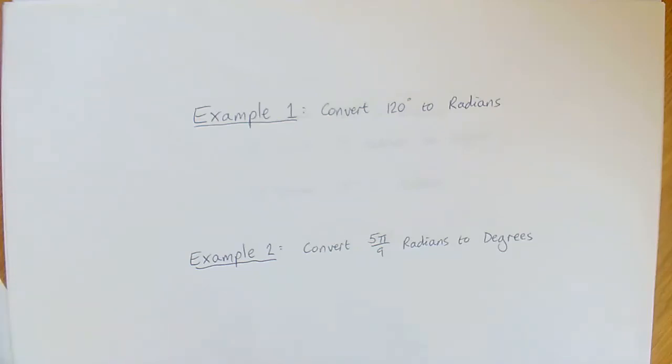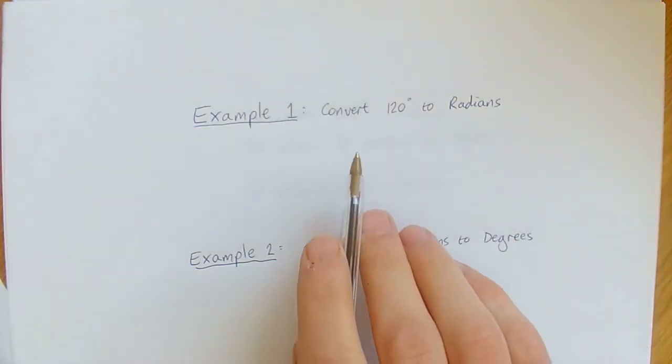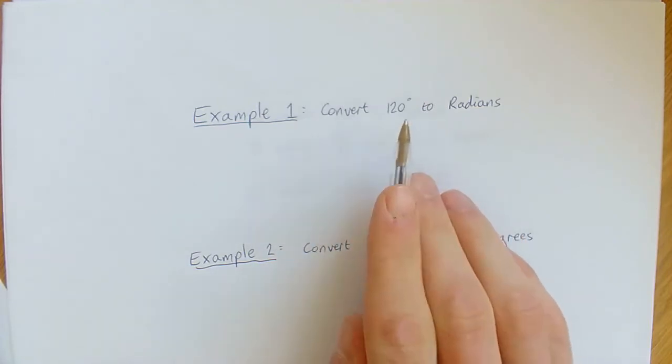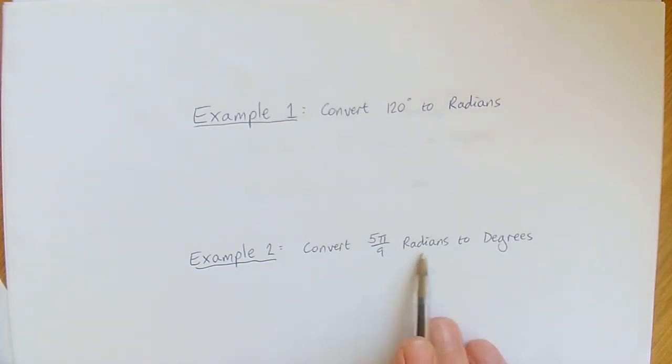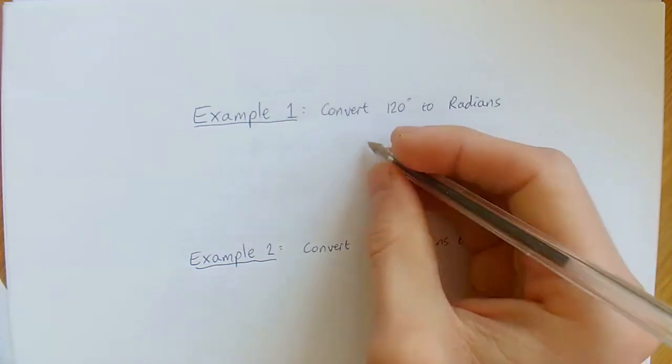So in this video, we're going to talk about how to do some conversions. The very first thing I want you to do is convert degrees to radians, and then we're going to talk about how to convert radians to degrees. But our method is very much the same for these two things.